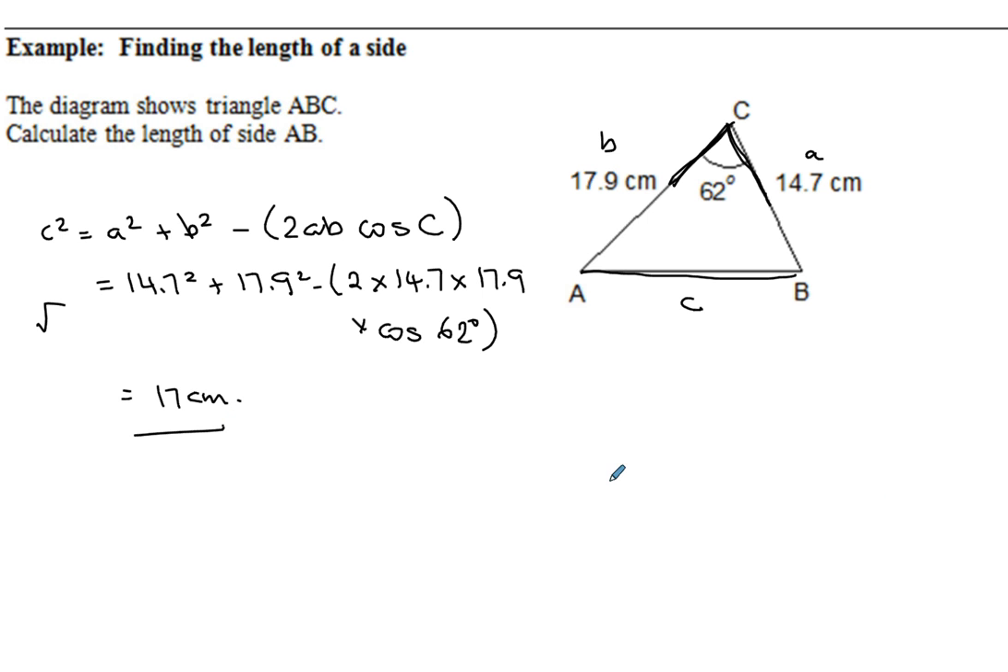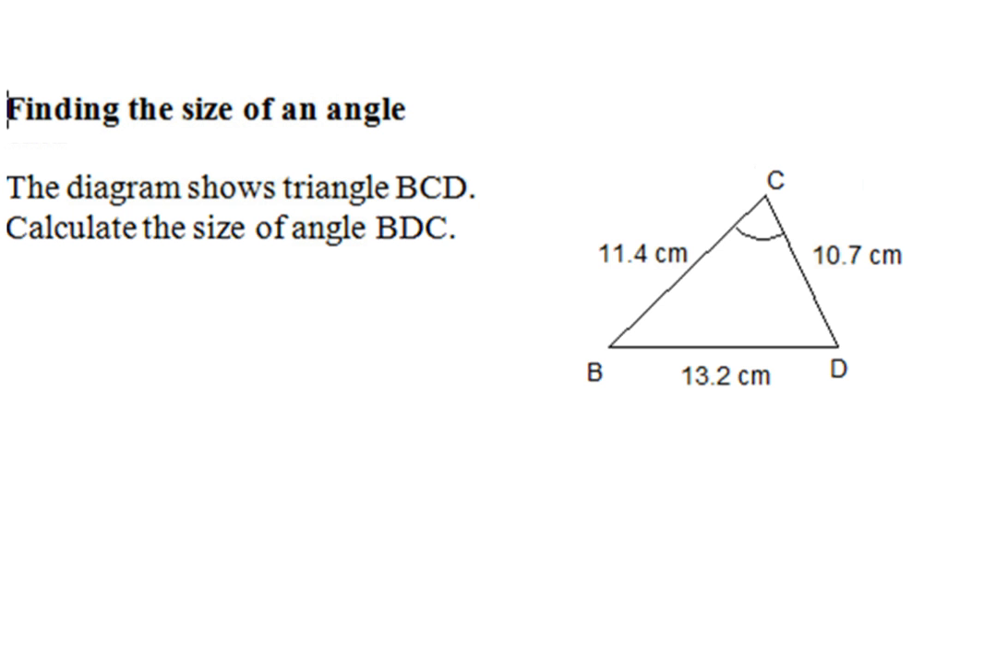Good. Okay, moving on. Finding the size of an angle. Remember I told you with the cosine rule, if you want to find an angle, you need all 3 sides. So this should be really very obvious. We've got all 3 sides, and we have to find the angle BDC. I just haven't marked it very well.